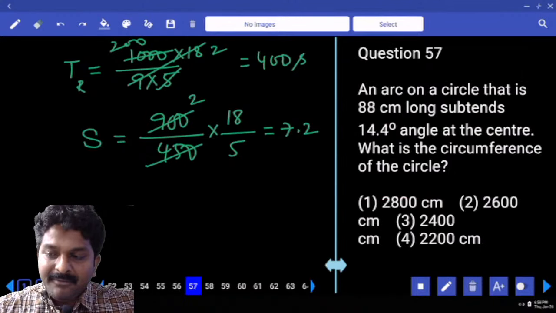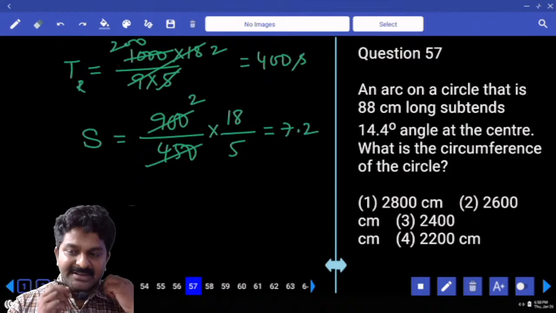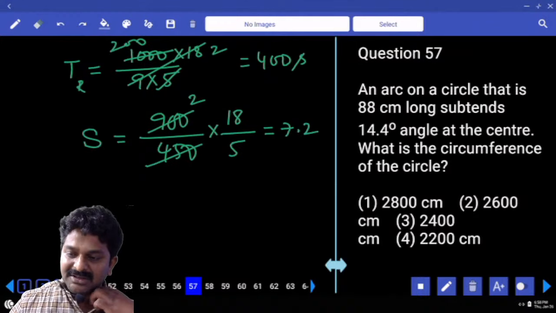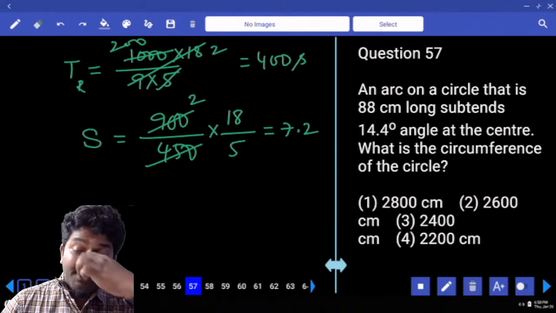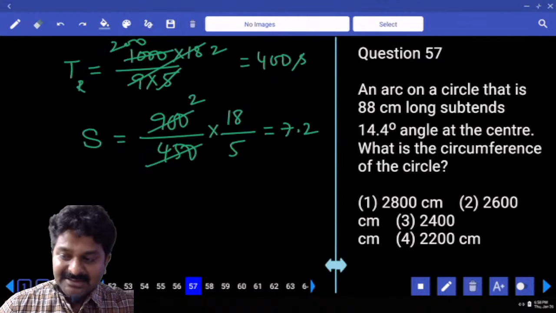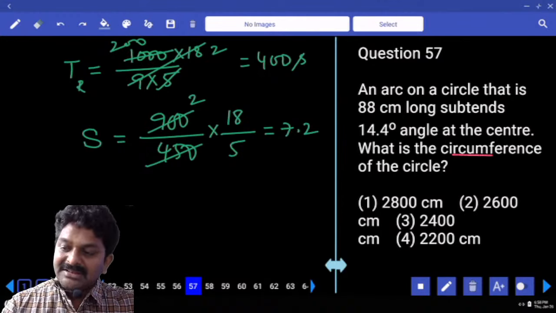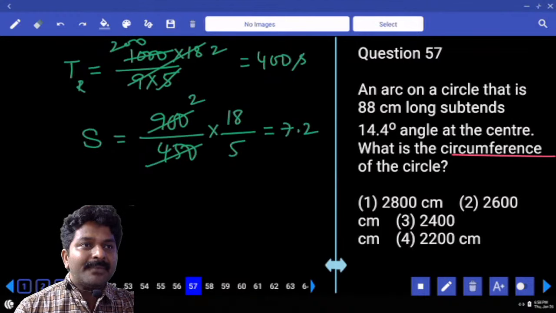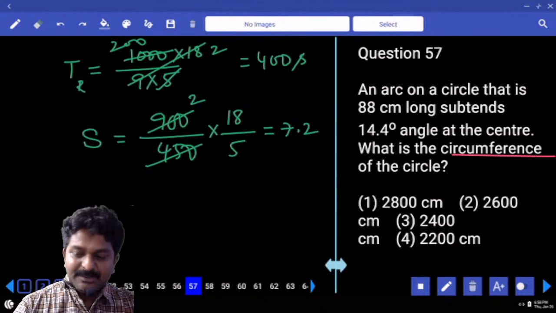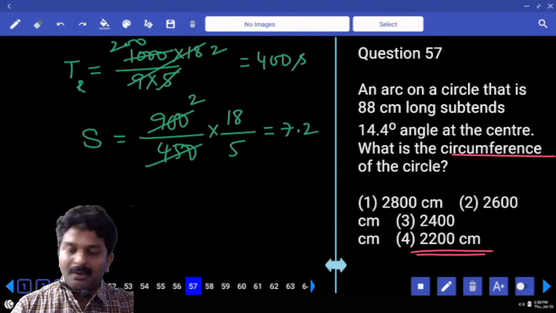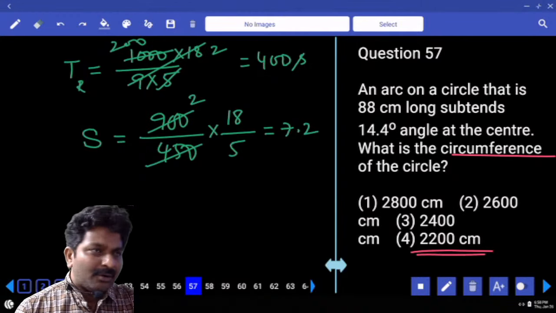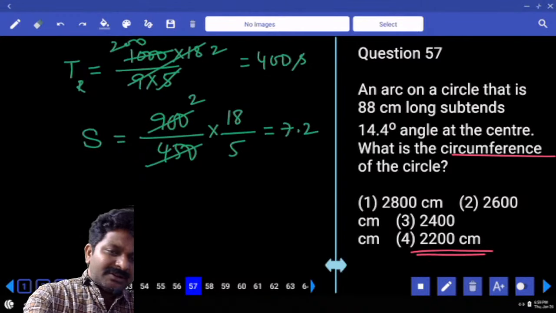An arc of a circle that is 88 centimeters long subtends a 14.4 degrees angle at the center. What is the circumference of the circle? Circumference should be a multiple of 11, because pi is involved, the answer must be a multiple of 11. How many options are there? Only one. If at all you want to calculate, you don't need a formula. Formula is also not required.